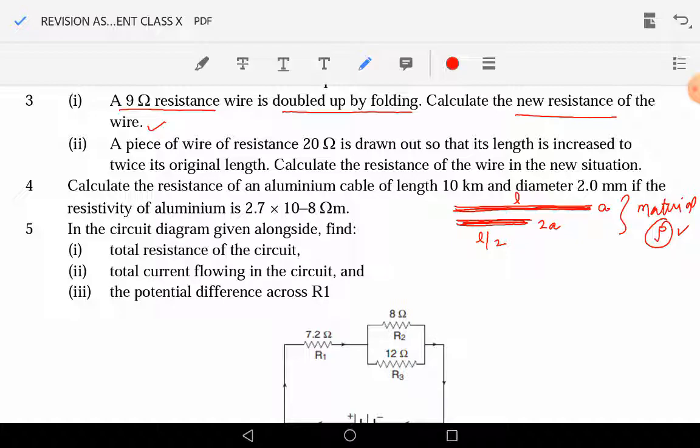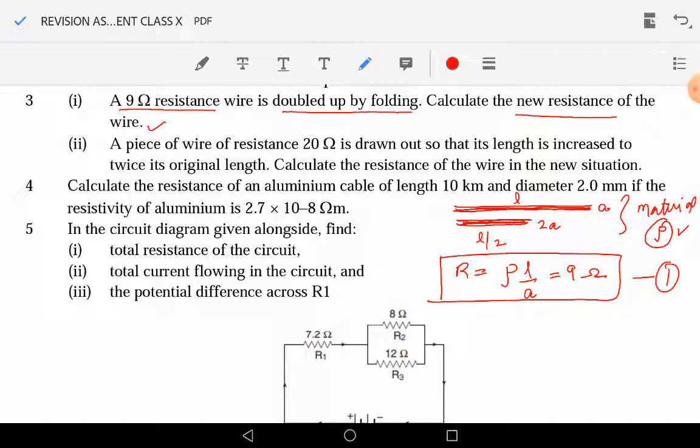Okay, so let us talk about the initial wire, that is case 1. So let the resistance of that wire be R, and we all know that resistance is related with the formula rho L by A, and as per the first situation, the total resistance of this wire is given to be 9 ohm. Let us mark this equation as 1. Now when we double the wire by folding, let the resistance of this condition be R dash.